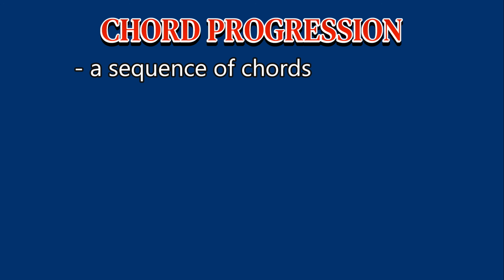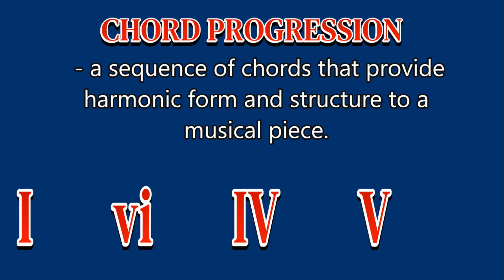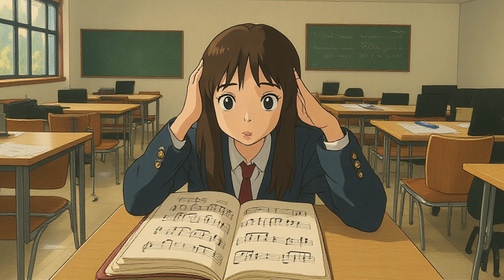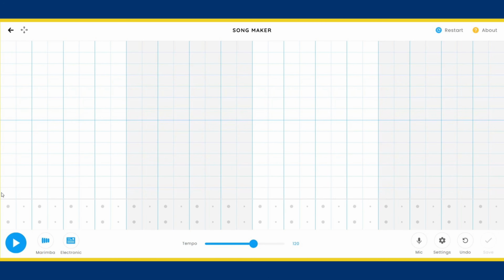Today, we're using one of the most popular chord progressions ever, 1, 6, 4, 5, 1. This progression can be heard in so many pop songs. And by the way, if you're not sure what a chord progression is, no worries. You can still create a composition in SongMaker without knowing all the music theory behind the chords. First, you will need to think of your notes like numbers. 1, 2, 3, 4, 5, 6, 7, and then we go back to 1.